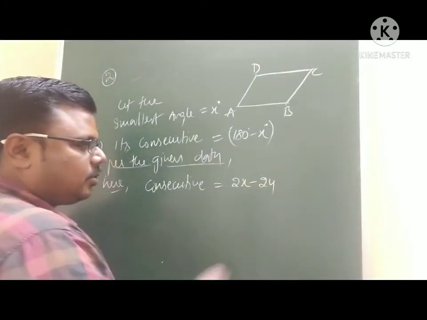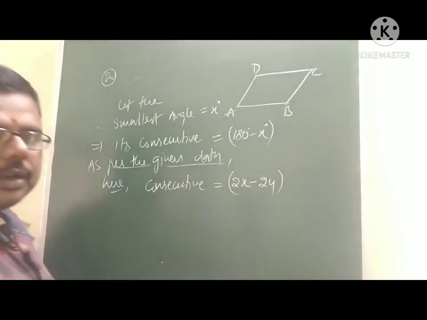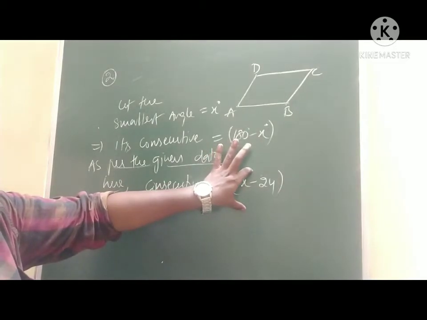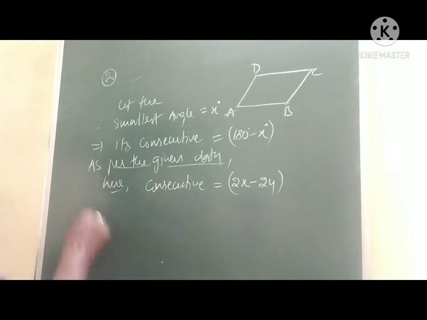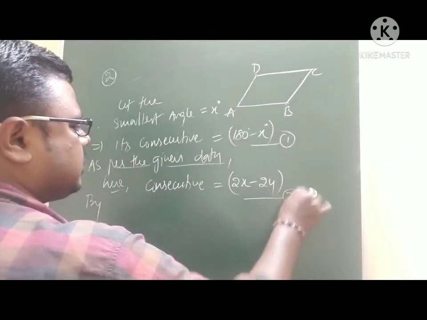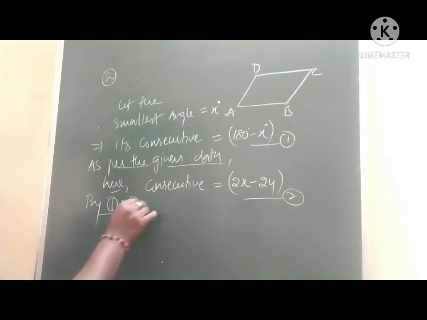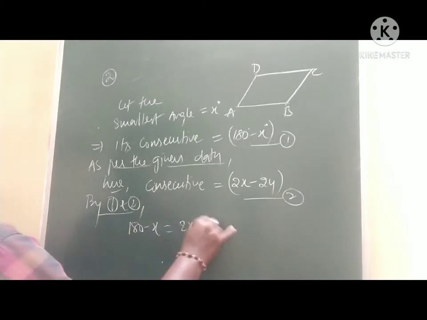24 less. So 24 less than twice the smallest angle. This will be the consecutive. Now here we have already considered 180 minus x, and as per the given data it becomes 2x minus 24. So I will equate these two. Let me consider this as 1 and this as 2. So by 1 and 2, 180 minus x is equal to 2x minus 24.